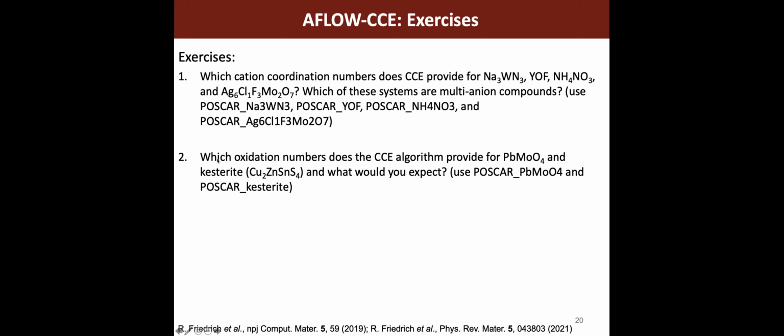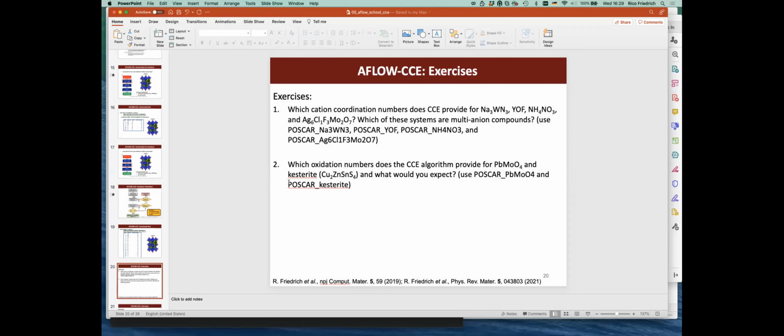The second question is, which oxidation numbers does the CCE algorithm provide for lead molybdenum oxide and for kesterite, the copper zinc tin sulfide? These are tricky cases. I also ask you, what would you expect? Which oxidation numbers would you intuitively assign? Because there is an ambiguity in both cases. And there you can also use the postcards. I just want to briefly move over to the VM.